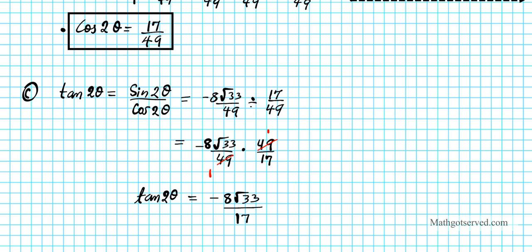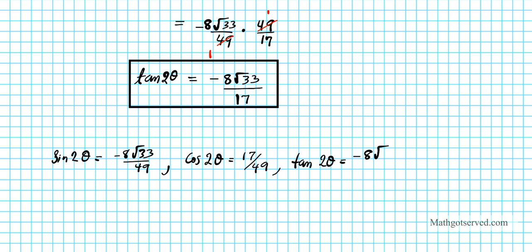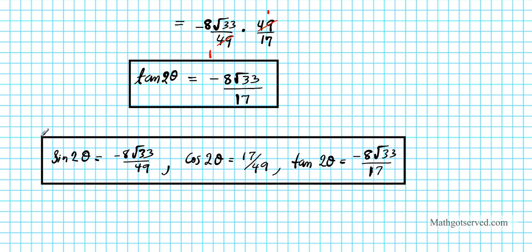So there you have it. Okay, so let's go ahead and put all our answers in an organized list. So we have sine 2 theta equals negative 8 root 33 over 49. Cosine 2 theta equals 17 over 49. And lastly, tan 2 theta equals negative 8 root 33 over 17. Okay, so there goes our three results. Okay, there you have it. Now let's proceed to problem number 3.